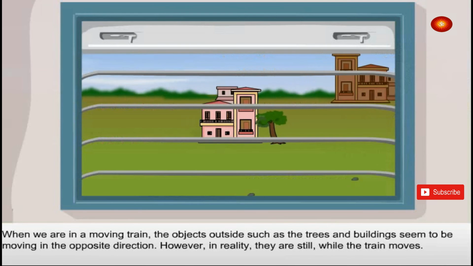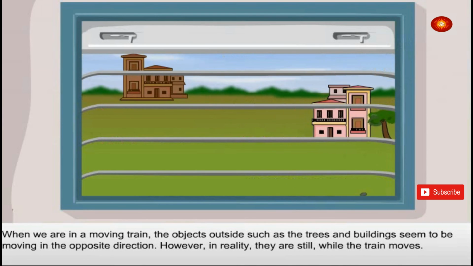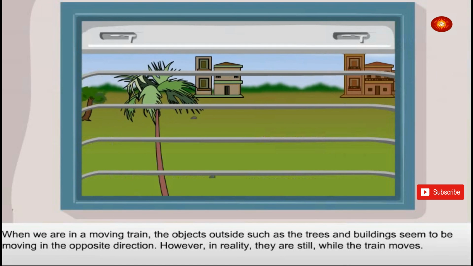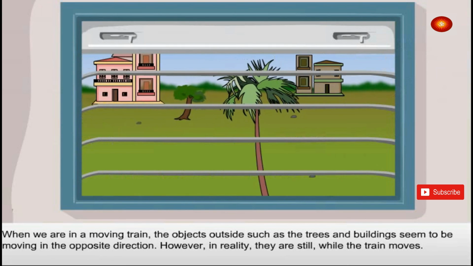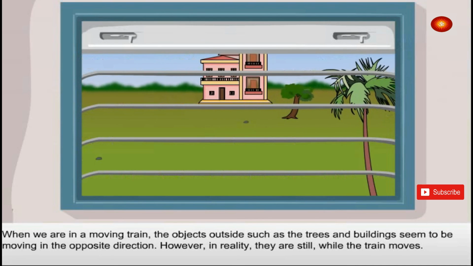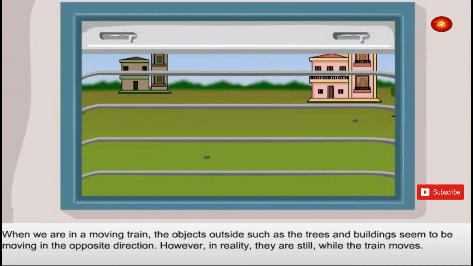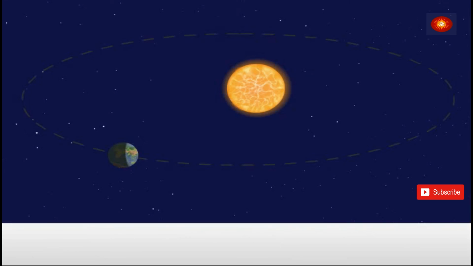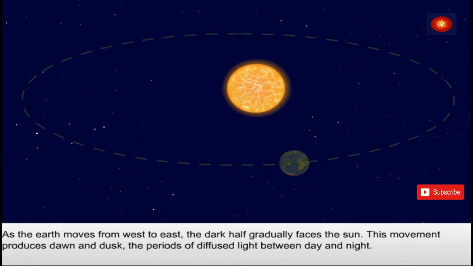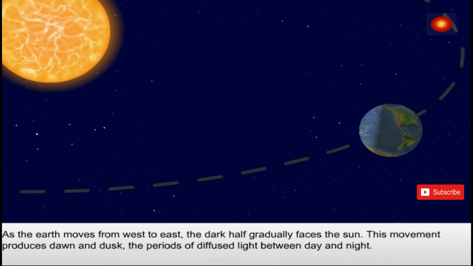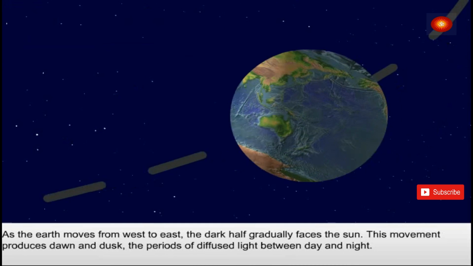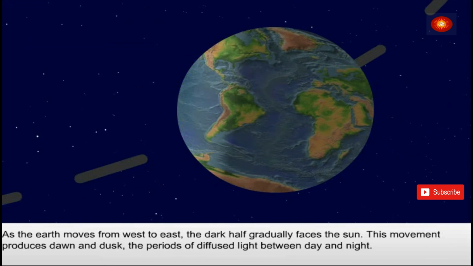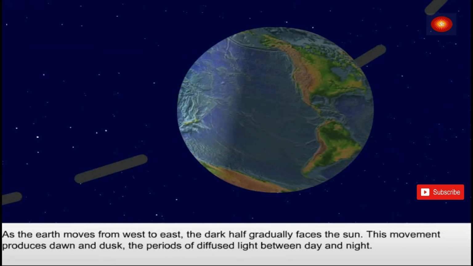When we are in a moving train, the objects outside, such as the trees and buildings, seem to be moving in the opposite direction. However, in reality, they are still, while the train moves. Similarly, the sun's position is fixed. It is the Earth that rotates from west to east. But to us, the sun appears to rise in the east and set in the west.